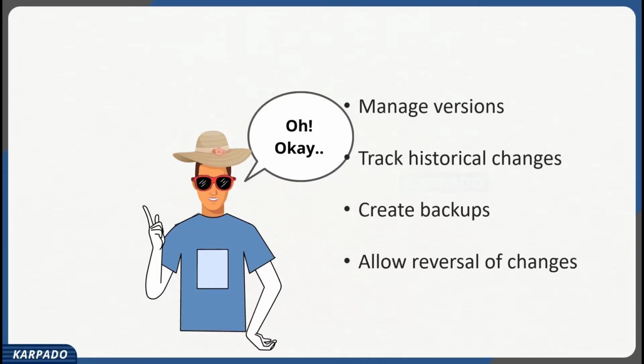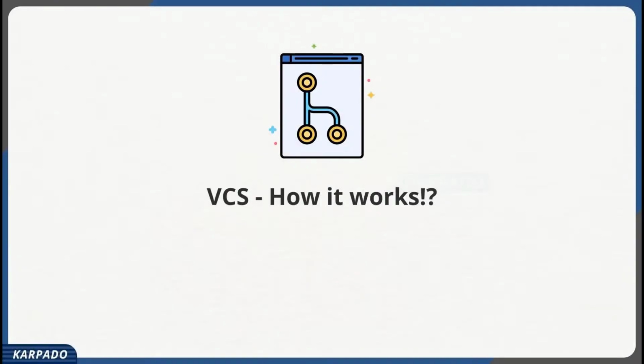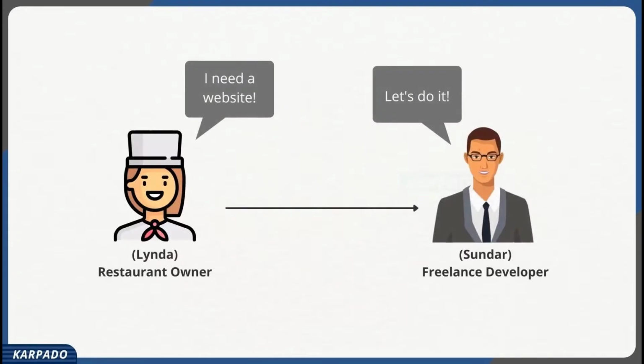Oh, okay. Let us see how a version control system, or simply VCS software, works at a very high level. Once again, assume that we have Sundar, who is a freelance developer, and Sundar has got a new client, Linda, who is a restaurant owner, and she wanted to have a website for her restaurant, so to accept online orders from her customers. And you can tell by Sundar's smile that he's ready to take up the project. But based on his past bad experiences with some of his other clients, he has now decided to use a VCS software to manage versioning.